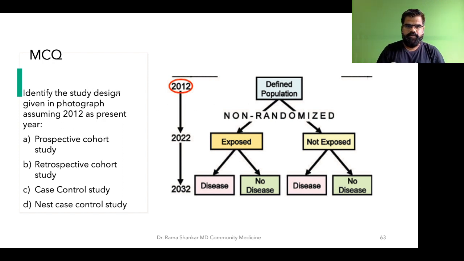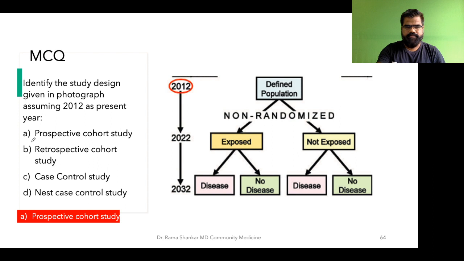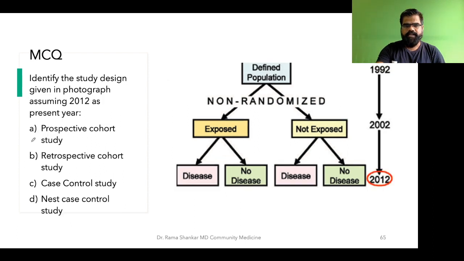Now, what is this? Identify the study design given the photogram, assuming 2012 as a present year. So 2012 is the present year, and you are trying to do a follow-up to 2022, 2032. So it is a defined population, non-randomized, exposed, not exposed, somebody developed disease, somebody did not develop disease. So you are moving forward, and the starting year is 2012. So obviously it looks like it will be a prospective cohort study. Okay. Let's take the next one.